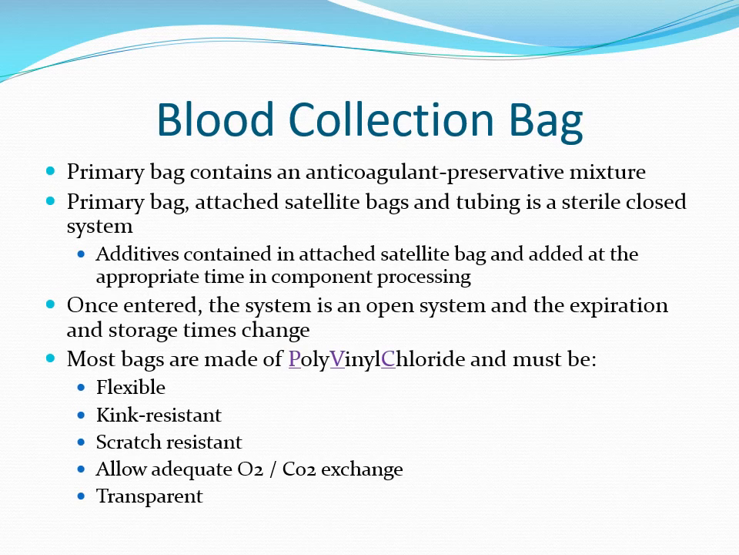In the blood collection bag, when we're actually donating blood, the primary bag contains an anticoagulant preservative mixture. The primary bag is attached to satellite bags and tubing in a sterile closed system. Additives are contained in the attached satellite bag and added at the appropriate time in component processing. Once entered, the system is an open system and the expiration and storage times change. Most bags are made of polyvinyl chloride, PVC, and these bags must be flexible, kink resistant, and scratch resistant, allow adequate O2 and CO2 exchange, and be transparent so we can see what's in there.